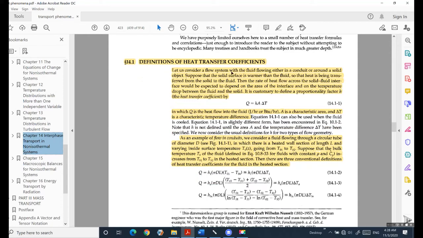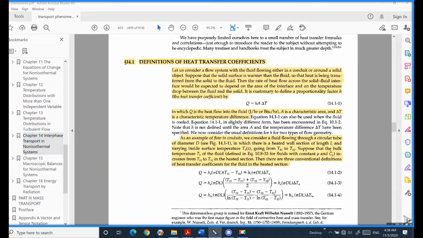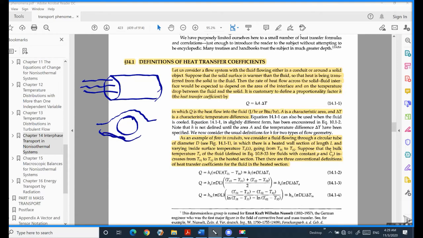Okay, let's consider the flow system as we defined before. You have some fluid flowing. You have a system like this, like a tube, and the fluid is flowing through this system. Or you have any submerged object, let's say a sphere, and the fluid goes around it like this.